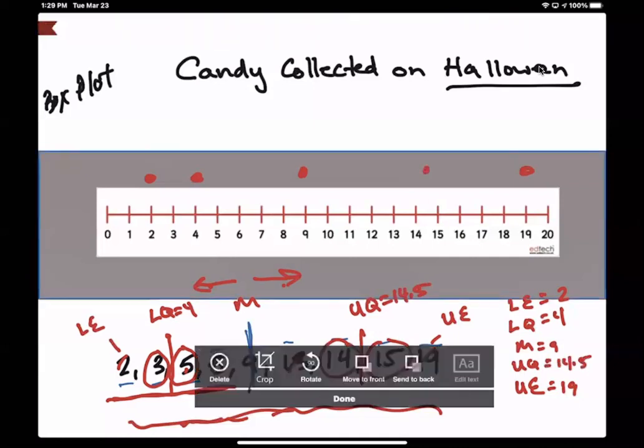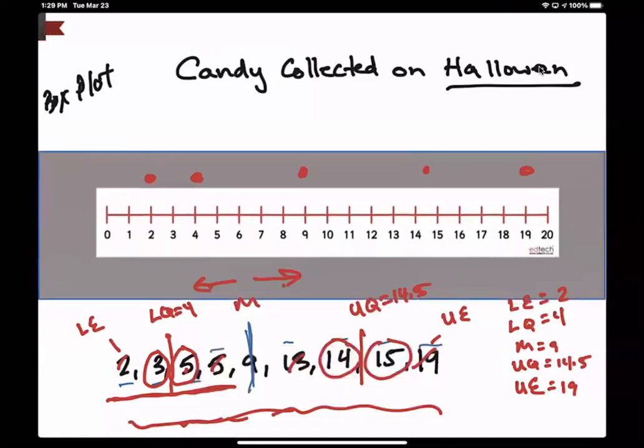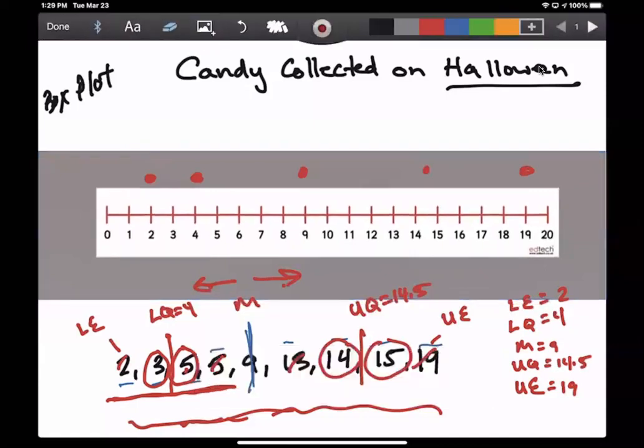Now I'm going to create my box. I'm going to create my box here, and I'm going to do it in a different color, in yellow. All right. And so my box is there. It's my median.